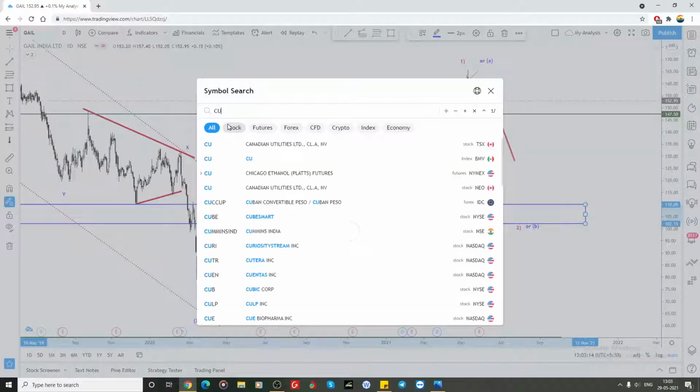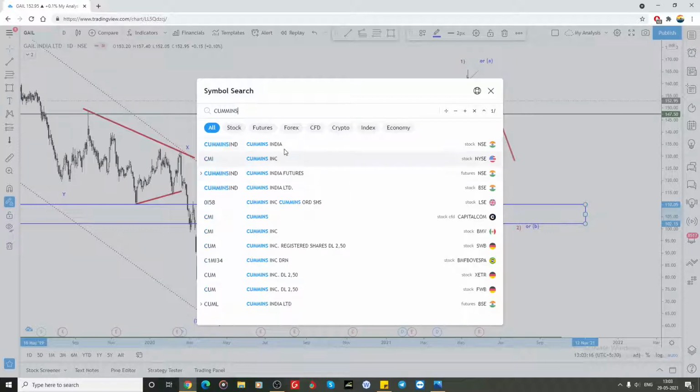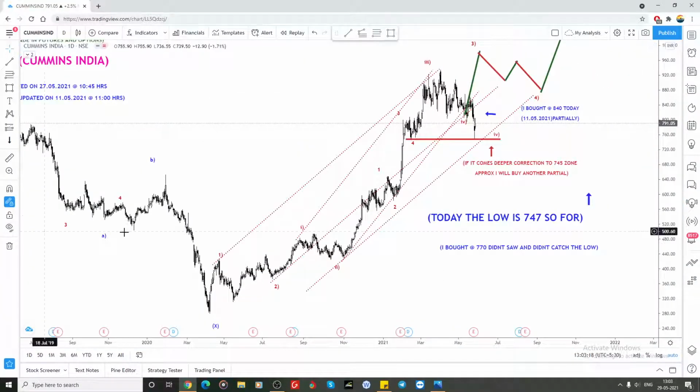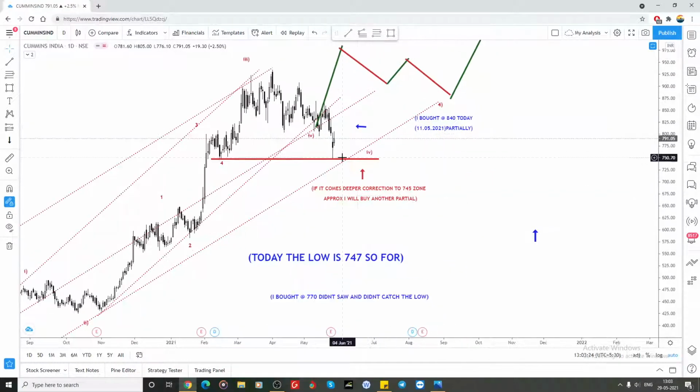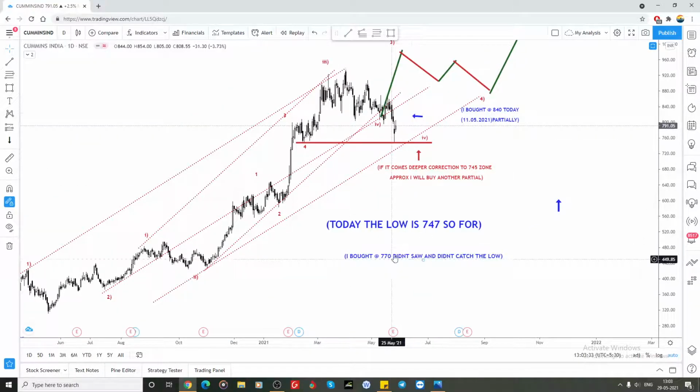And Cummins, what I said exactly did the same at 740. And I have mentioned that also, if it comes deeper correction to the 745 zone, approximately I will buy another partial. And I didn't see this at 745, it did make. So I expected, and I already at 740, 770 I already added my position.